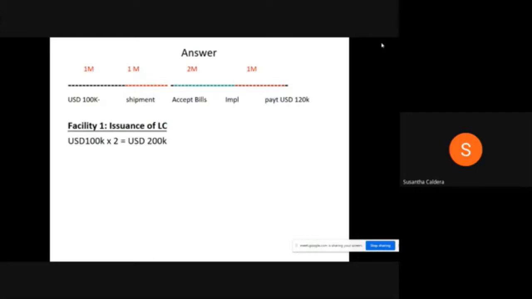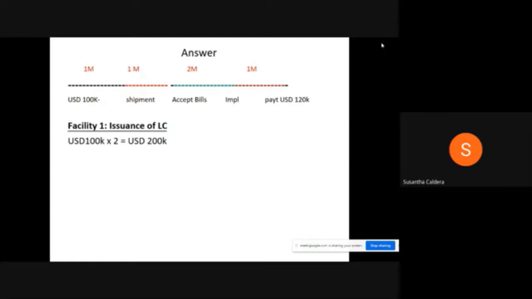Any questions? Why have we taken two? Goods and documents both will be received in the second month. Once we open one LC, it will take 2 months. Then if you want to get goods on a monthly basis, we have to have two such facilities, $100,000 into 2, $200,000.